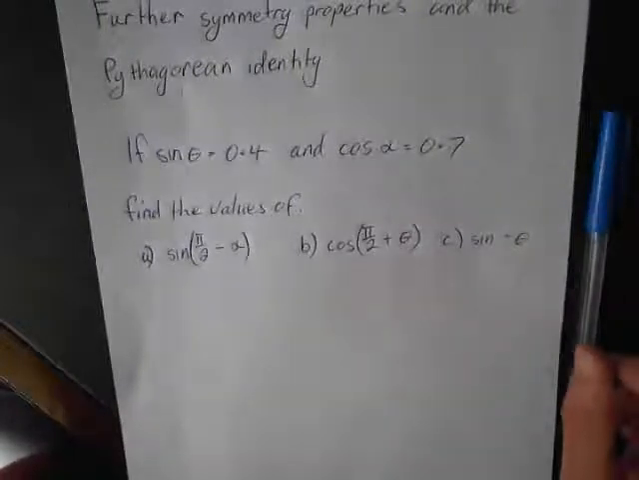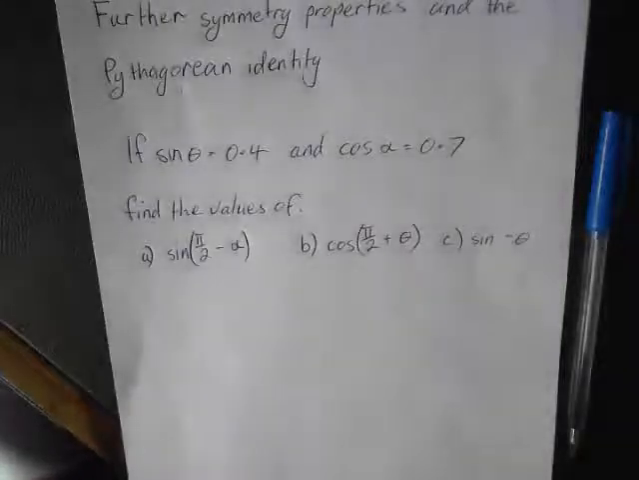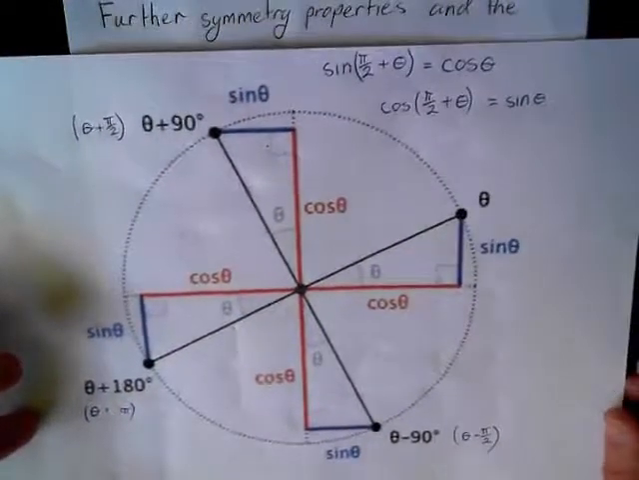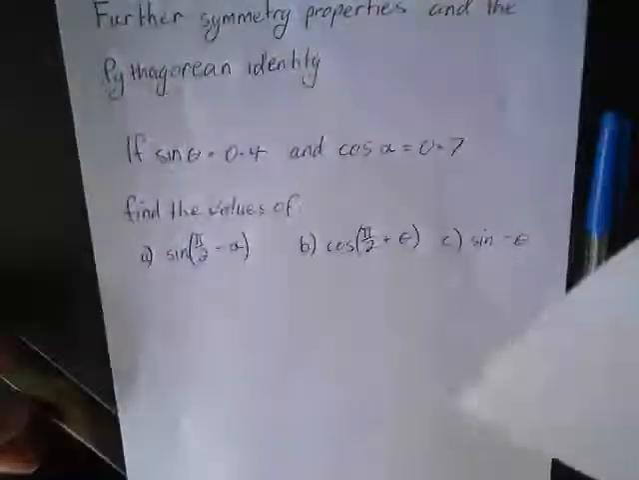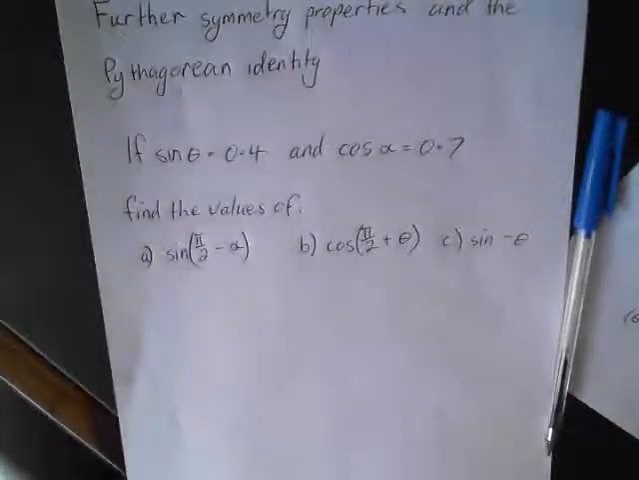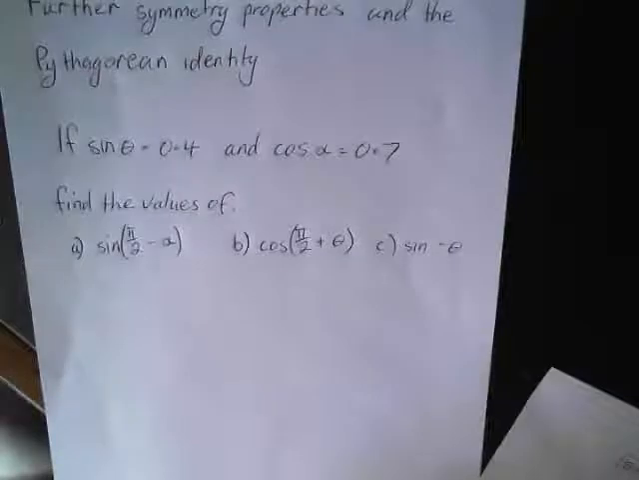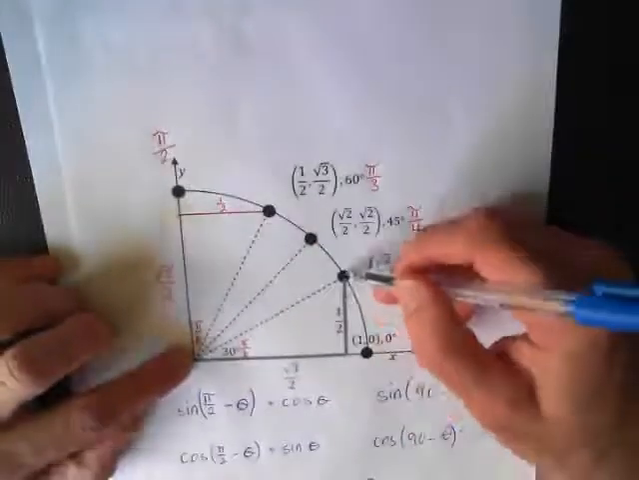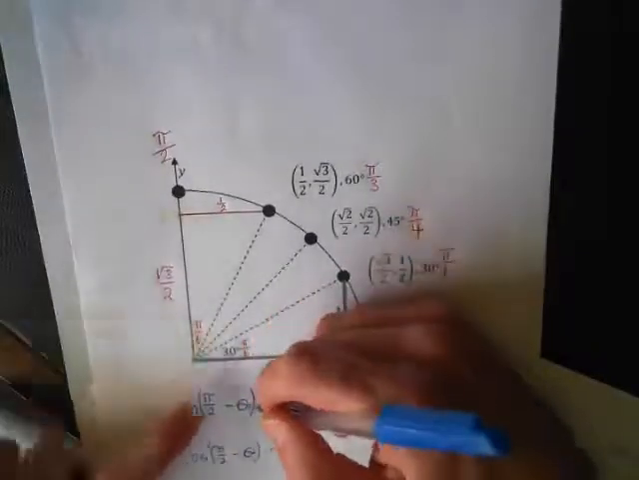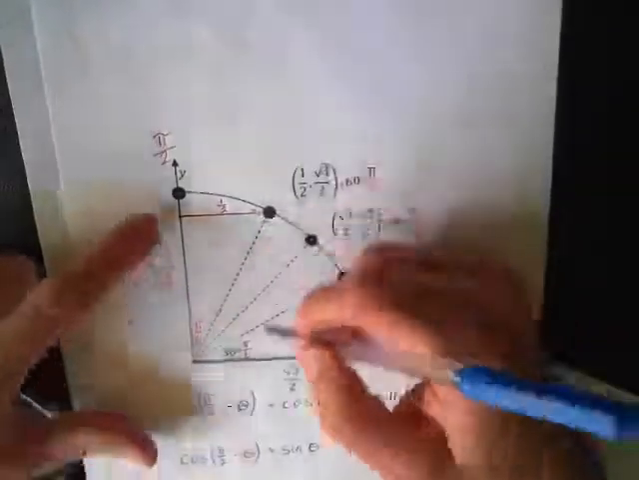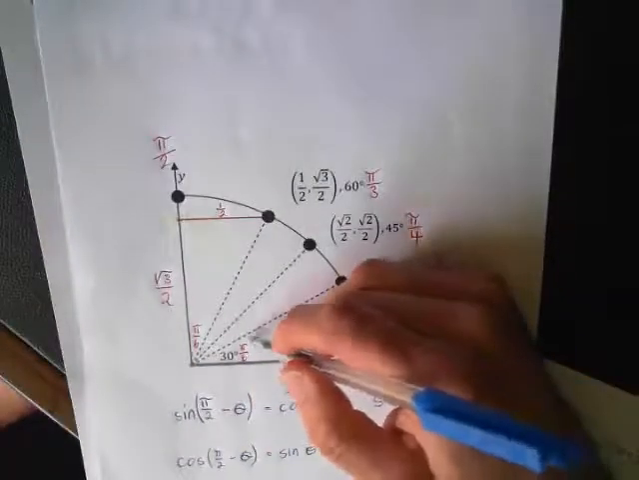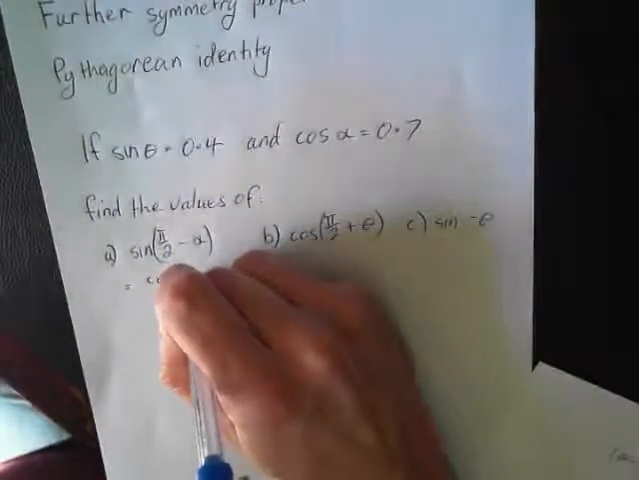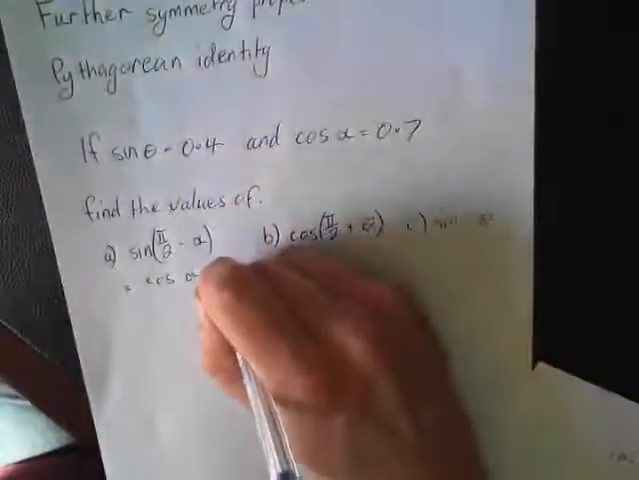So the sine of pi minus alpha. The sine of pi minus alpha is cos alpha. That's actually from this one. Okay, so if this angle here is alpha, it's got theta in there. The sine of pi minus whatever variable equals cos of the original. So the sine of pi minus alpha equals cos alpha, and cos alpha equals 0.7.